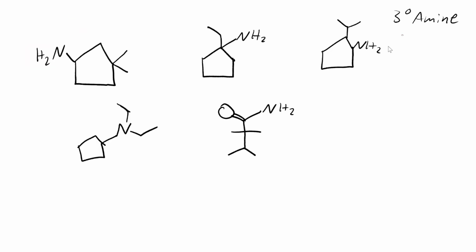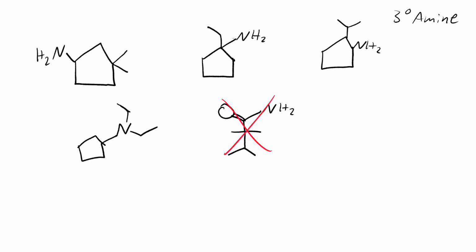Which one of these molecules contains a tertiary amine? Right off the bat, we can eliminate this one because this functional group is an amide. You could tell by this nitrogen being bonded directly to a carbon that has a double bond to oxygen. So an amide has a C. This oxygen looks like a C, so that amide has a C, right? Really helpful, so we can eliminate that one.